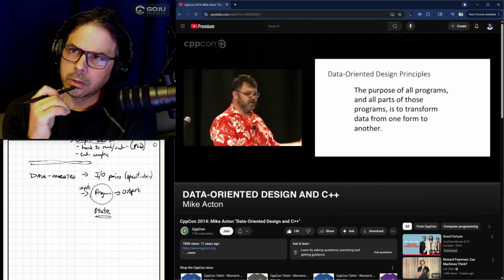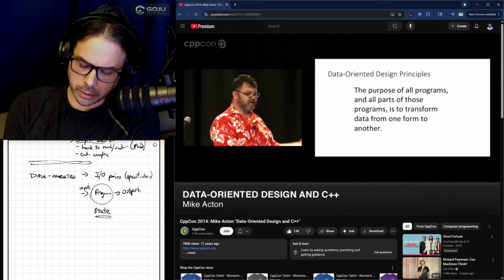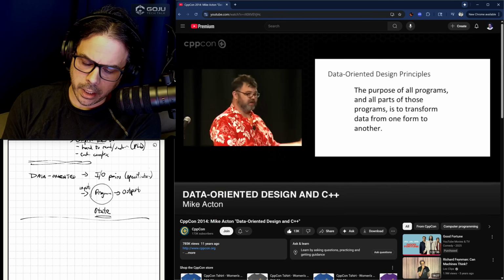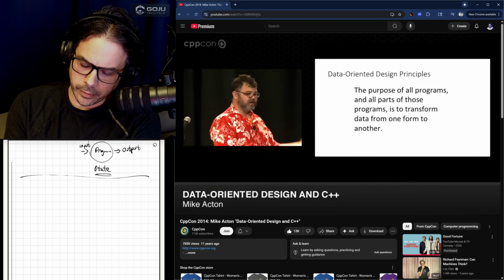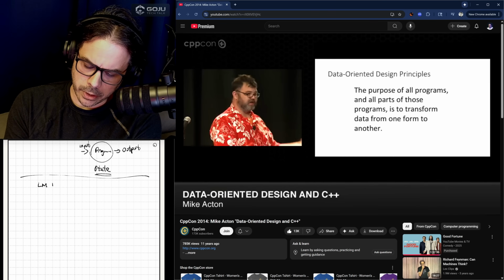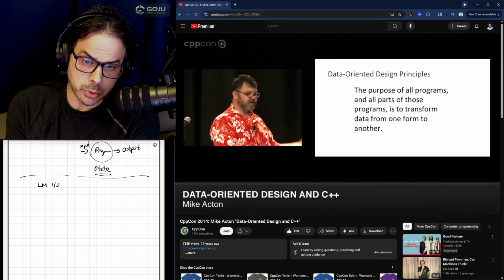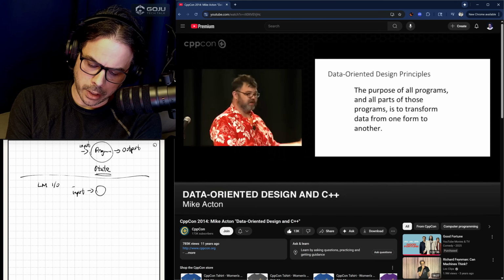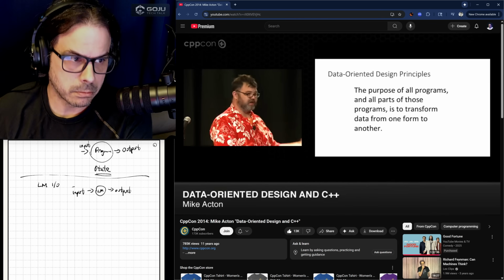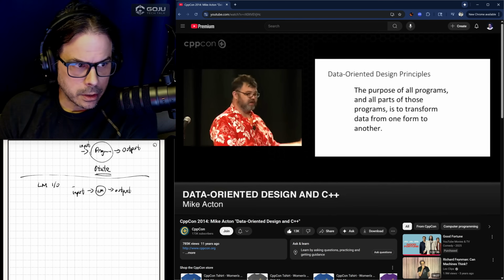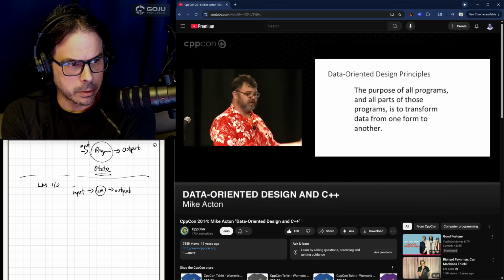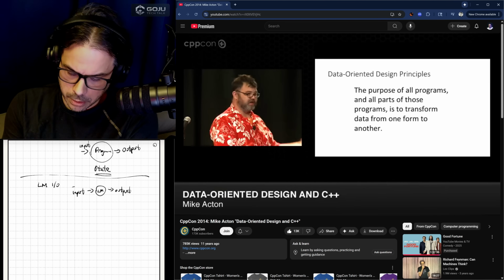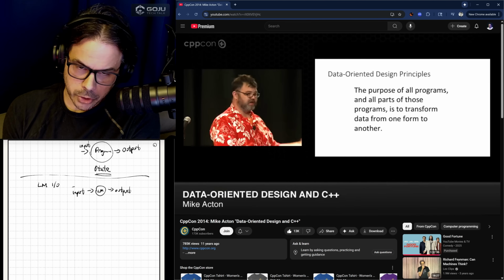So, for example, a very simple example is, let's say you have a language model system that's going to do what he's saying. The language model is a program. It takes input to the LM, and then it generates output, and it's doing what he just described. All programs and all parts of those programs is to transform data from one form to another. There you go. Cool. So it just proves his point.